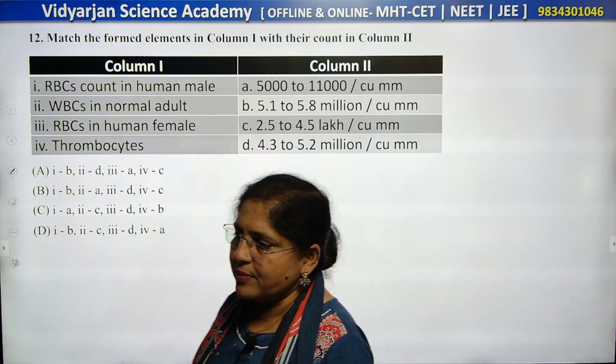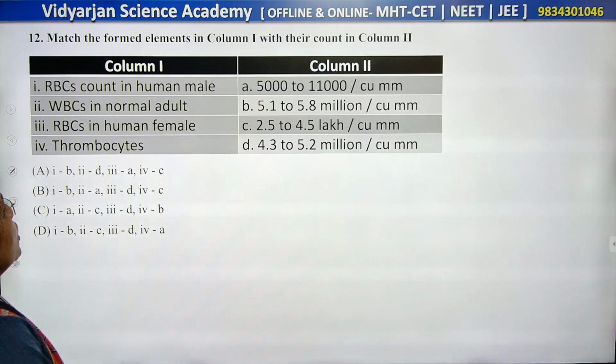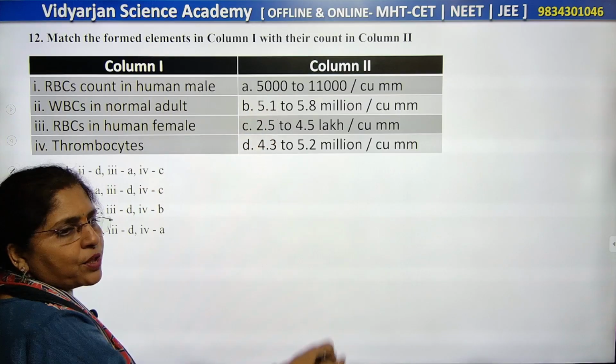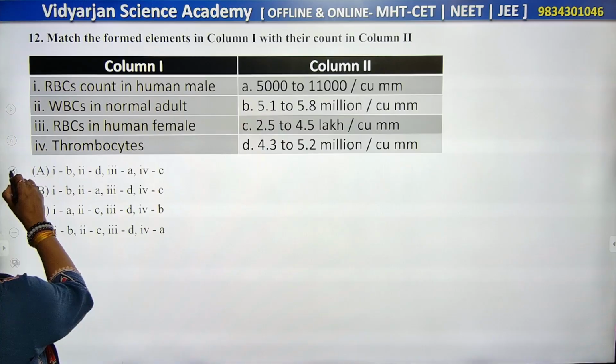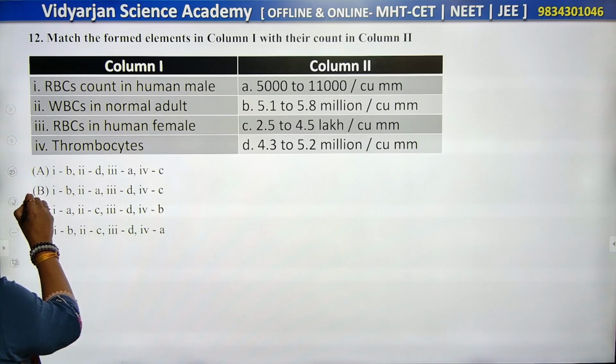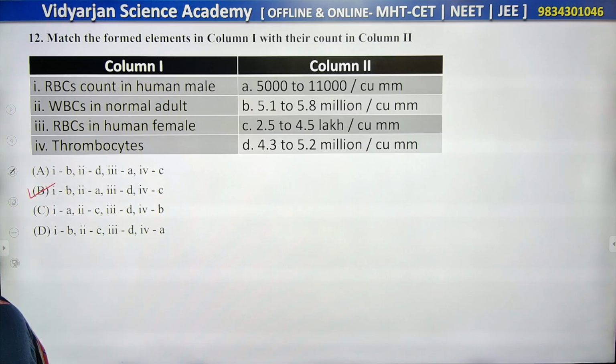So let us see. Let us have the match here. Column 1 is giving you the blood cells and column 2 is giving you the concentration. Let us see what is the correct one here. Just match the following here. So your answer here is B. Okay, B is the correct answer here.